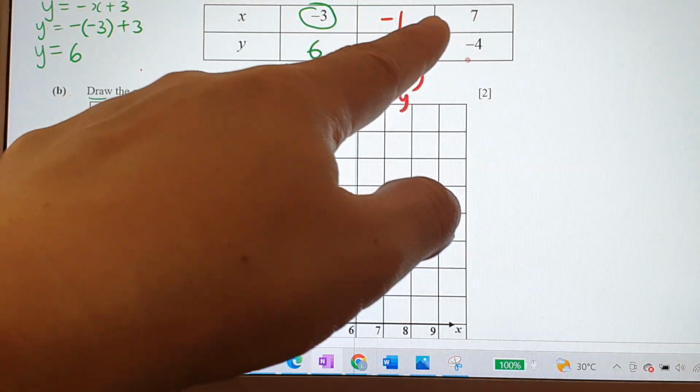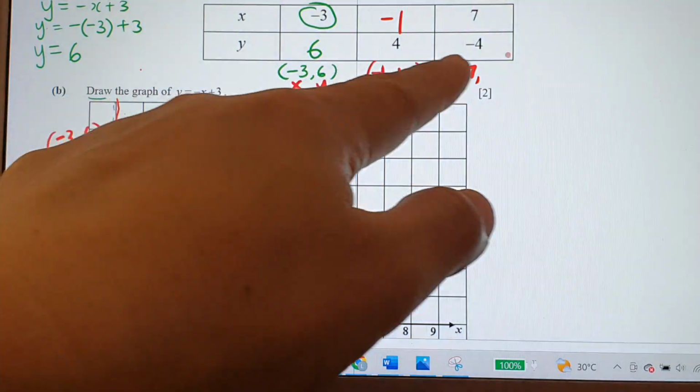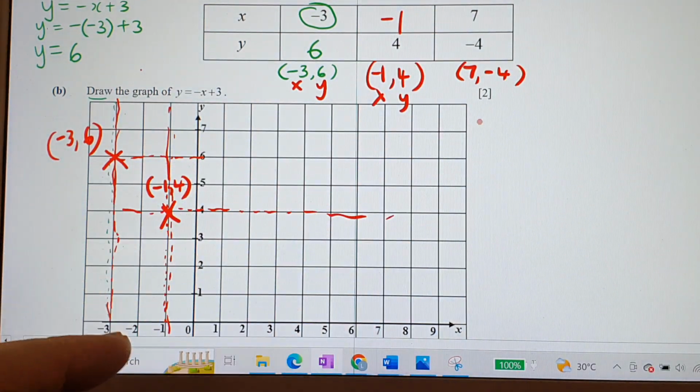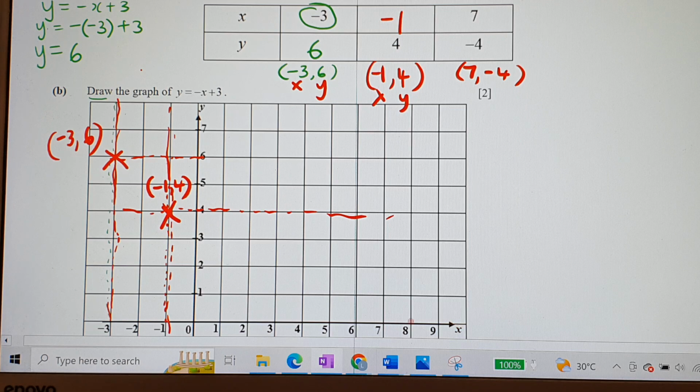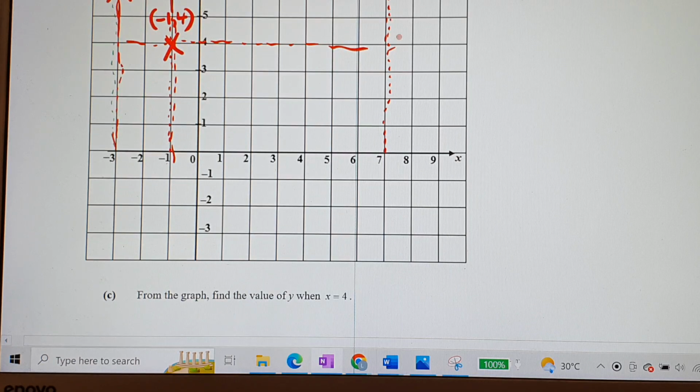And the last point here, what is the x value? 7. What is the y value? Minus 4. So you plot it. X is 7. That means the point is somewhere along this line that I'm drawing now. We don't know exactly where. We need the y value to help us. Minus 4 means it's below the x-axis. 7, minus 4 is somewhere here, right? Where the two lines cut, that is my 7, minus 4.